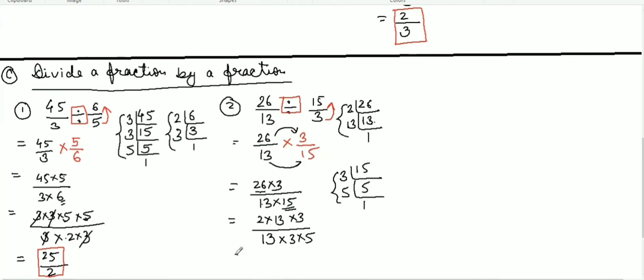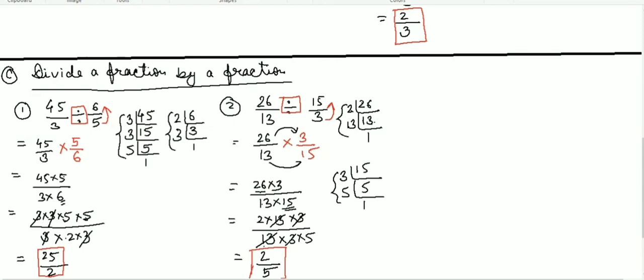Now check whether we can cancel at the top and bottom. 2 is at the top, no 2 is at the bottom, so leave 2. Here we can see 13 is there and 13 at the bottom as well, so 13 and 13 cancel out. Then 3 and 3 we can cancel. So in the numerator only 2 is left, and in the denominator only 5 is left. So 2 over 5 is the correct answer.